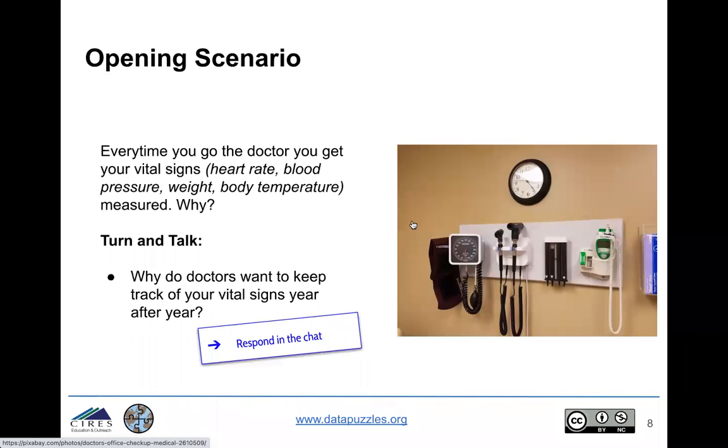In this case, the opening scenario is this. Every time you go to a doctor, you get your vital signs measured. These vital signs are like your heart rate, your blood pressure, your weight, your body temperature. So in the chat right now, I'm going to ask that the 14 or 15 of us that are here think about this prompt and add something to the chat to answer this question: why do they check your vital signs? Why do they want to keep track of those year after year? I'll give you a few moments to respond in the chat.